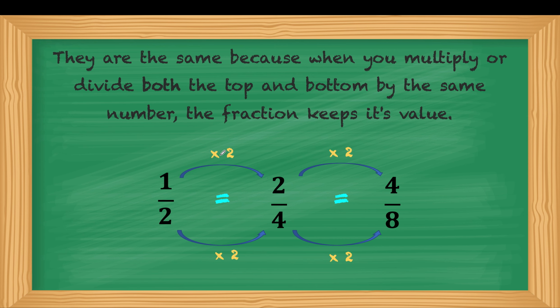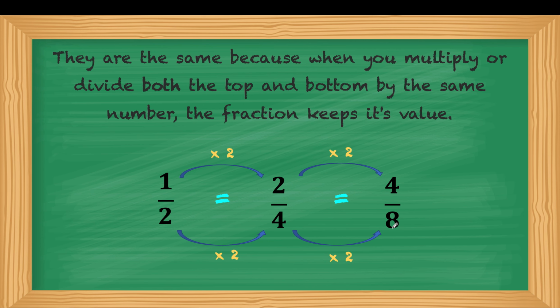And whatever I do to my numerator, I must also do it to my denominator. So if I multiply 2 by 2, I'll end up with 4. Now, on the other side, if I also multiply 2 by 2, I'll end up with 4. And if I multiply 4 by 2, I'll end up with 8. This makes these three fractions equivalent.